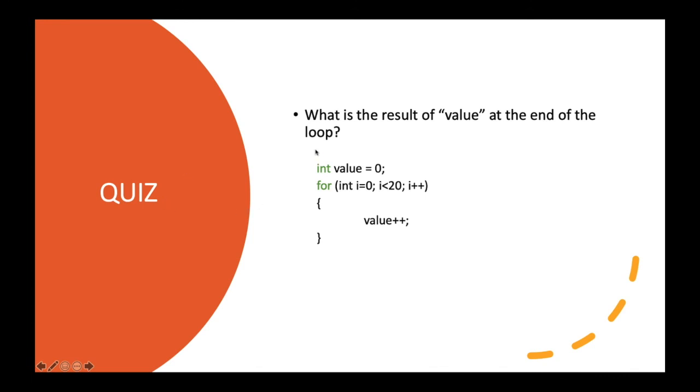So let's do a quick quiz. What is the result of the value at the end of this loop? So let's pause the video and think about the answer. So the value after evaluating this is going to be 20, right? Because you're initializing i to 0, and then inside this loop, you are counting i all the way from 0 to 20 with a step of 1 until it reaches 20. And at the same time i is counting all the way to 20, you are also increasing the value by 1. So eventually, when i reaches 20, value will also reach 20.